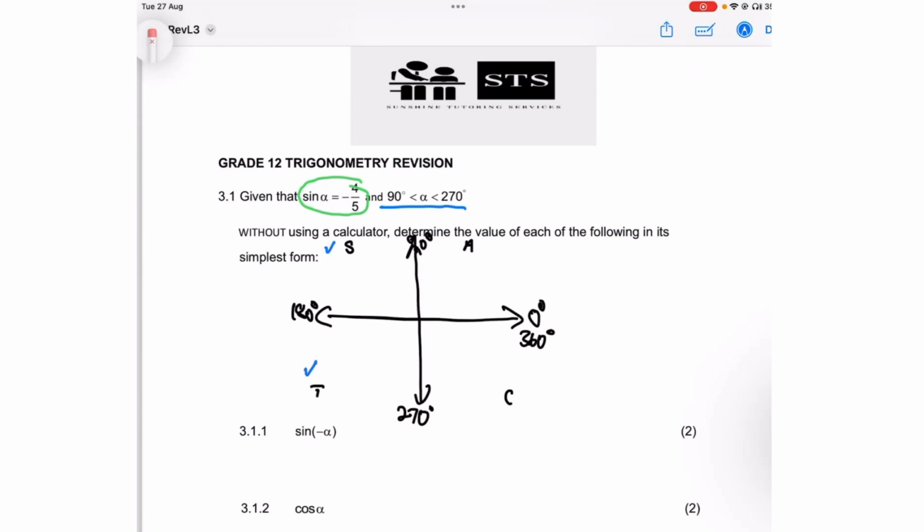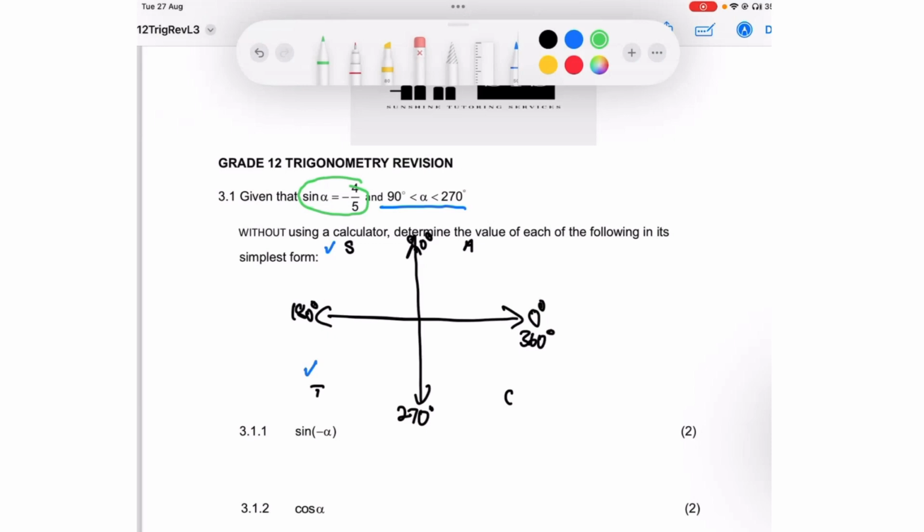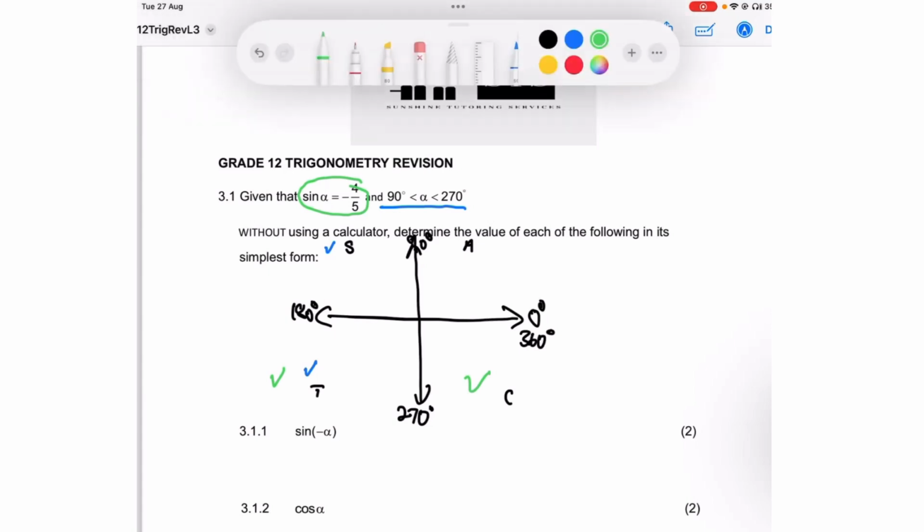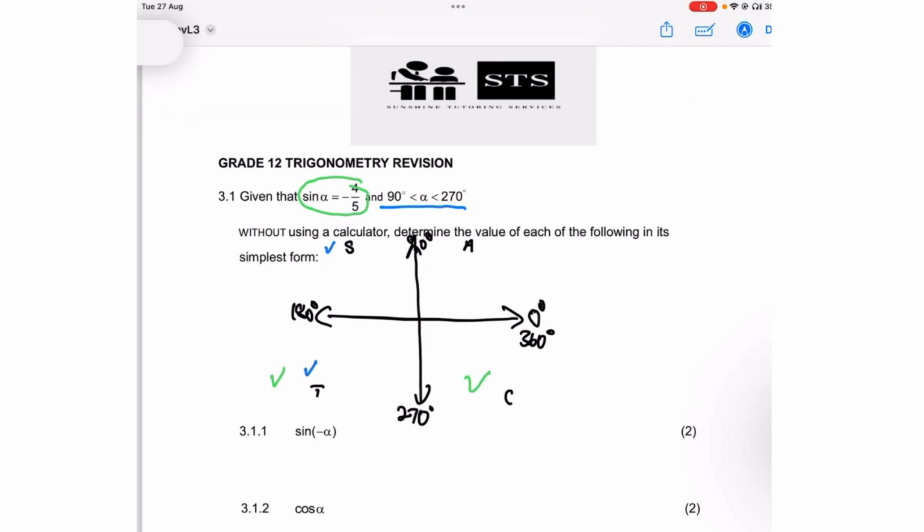So sine is negative in the fourth and the third quadrant. So we put ticks there. And the quadrant with the most ticks is where you draw your right angle triangle. So we're going to draw a right angle triangle in quadrant 3.